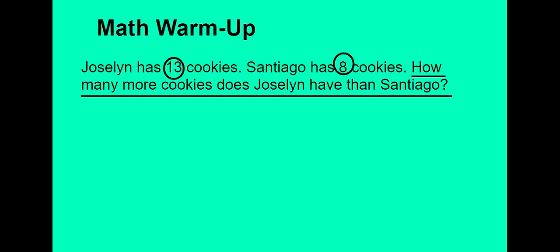That phrase is a comparing problem phrase. How many more? So you're comparing how many more cookies does Jocelyn have than Santiago. To figure that out, you need to subtract. The equation that we're going to use is 13 minus 8.